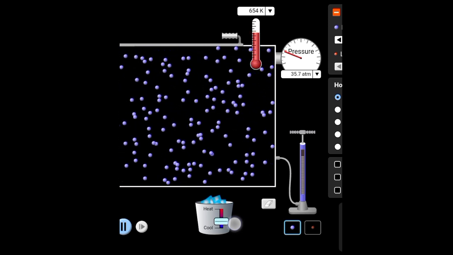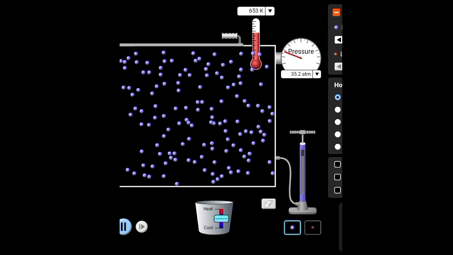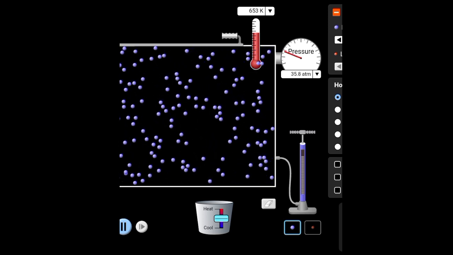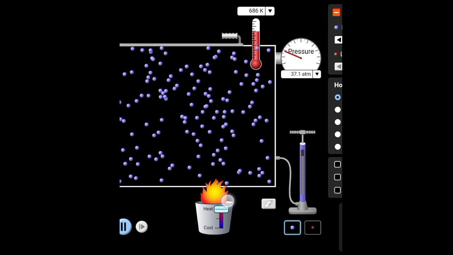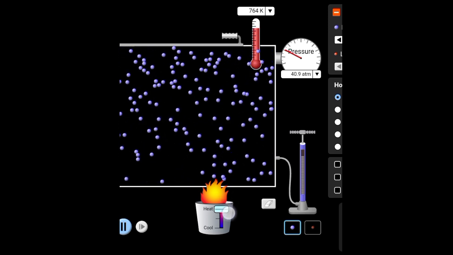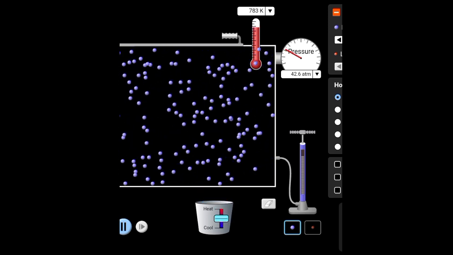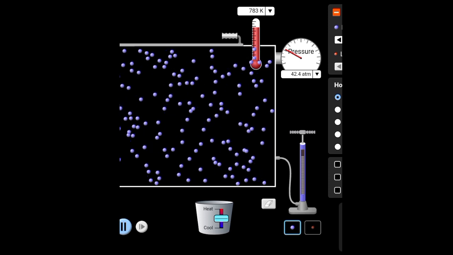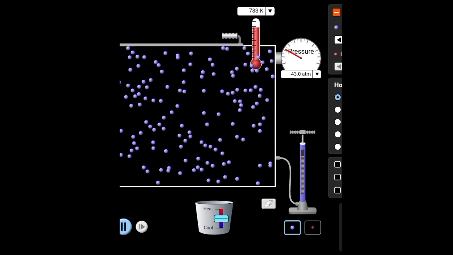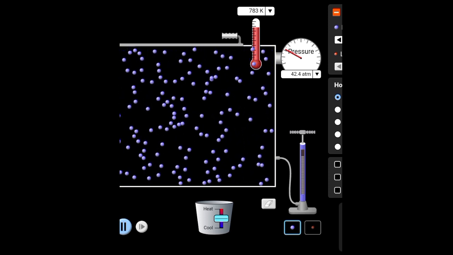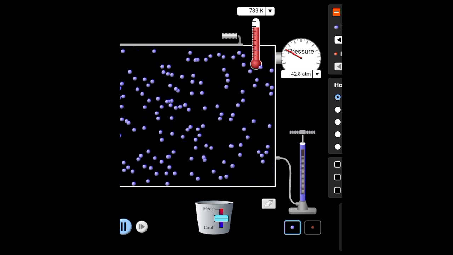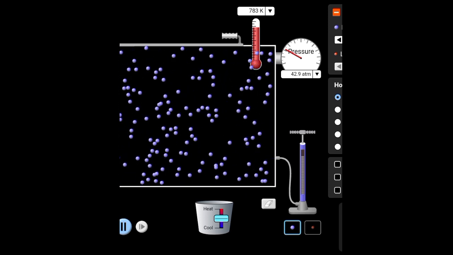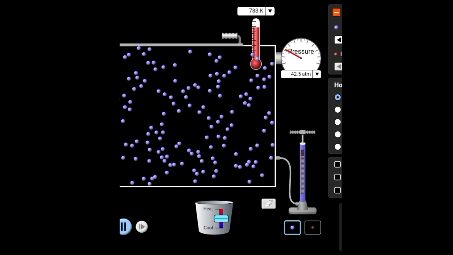So, can anyone guess what happened to the pressure as we increase the temperature? That's right. As the particles move faster, they hit the walls of the container more frequently and with more force. This increases the pressure inside the container.